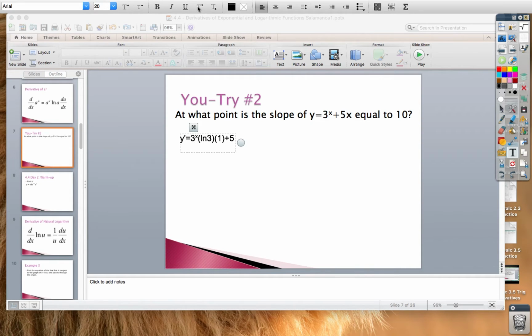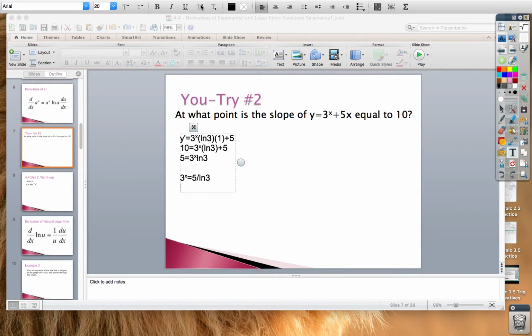Now, we want to figure out when the slope is 10, so we're going to substitute that 10 in there for the slope: 10 equals 3 to the x, ln 3, plus 5. We're now going to subtract 5 from both sides, and we get 5 equals 3 to the x, ln 3. We're going to divide both sides by ln 3. We're left with 3 to the x equals 5 divided by ln 3.